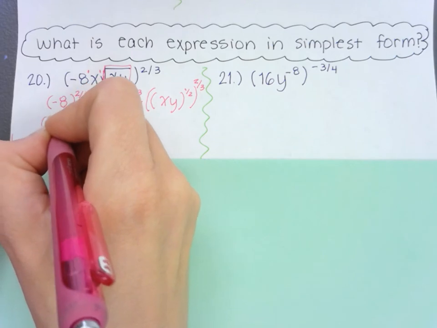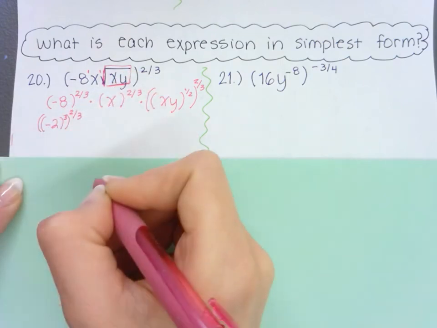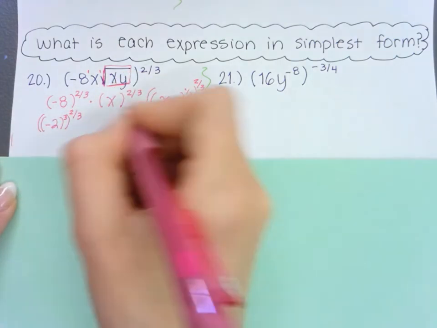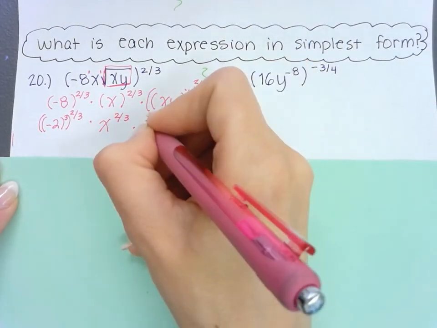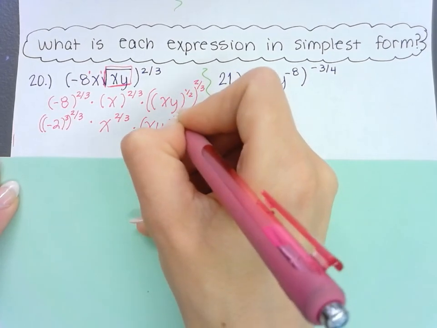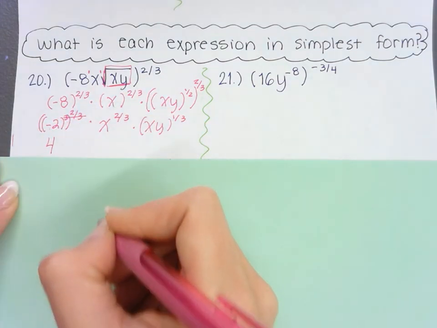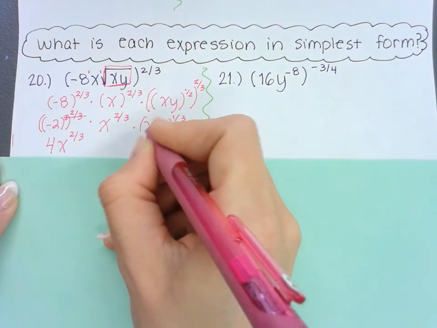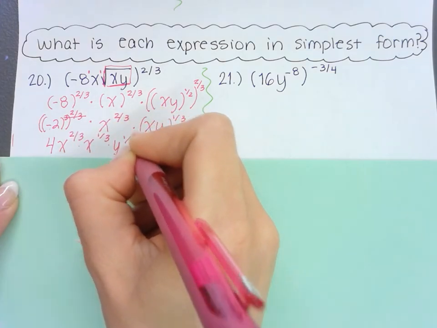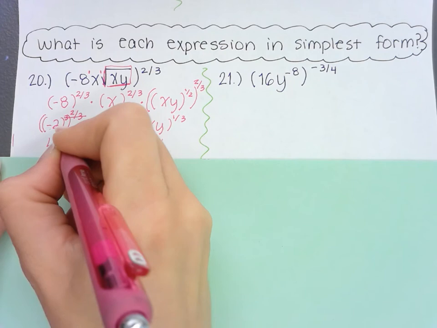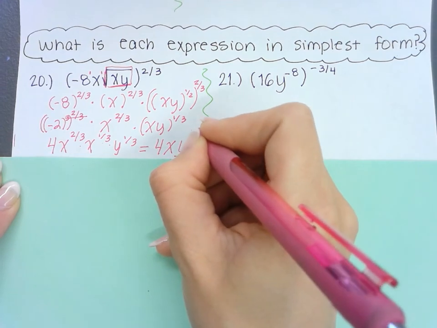Negative 8 is the same as negative 2 to the 3rd to the 2/3. I know it seems like a lot of work now, but it all levels out. x to the 2/3, multiply my exponents, 2's cross out, so it's really xy to the 1/3. 3's cross out, what's negative 2 squared? 4. Here's the x to the 2/3. These are both x to the 1/3 and y to the 1/3. Final answer, 4x, y to the 1/3.